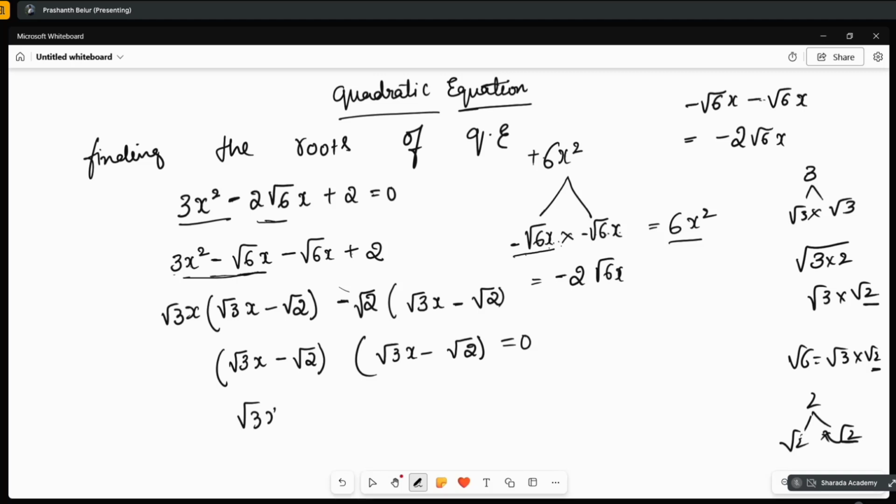Root 3x minus root 2 is equal to 0. Root 3x is equal to root 2. X is equal to root 2 by root 3, or x is equal to root of 2 by 3. You will get the same roots, equal roots. So, exercise 4.2.